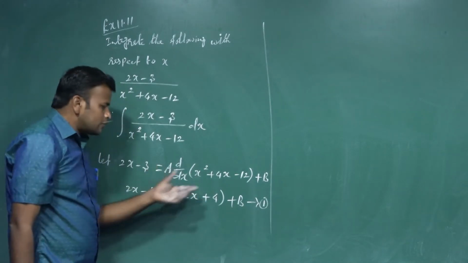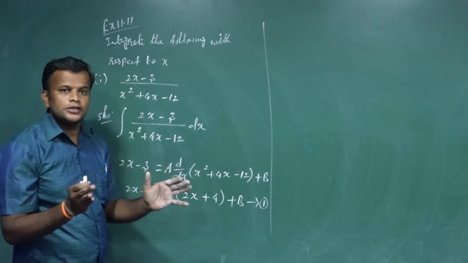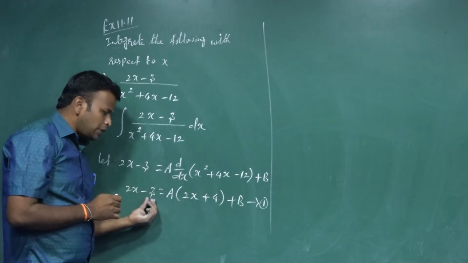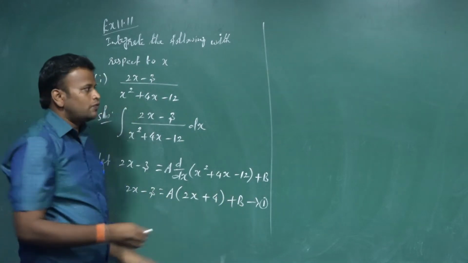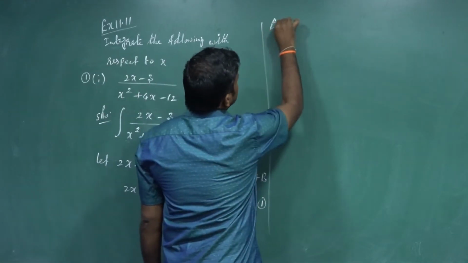And how to find the constant b? We equate the constant term. What is the constant in LHS? Minus 3. In RHS, a of 4 and b. So first step, equating the coefficient of x.